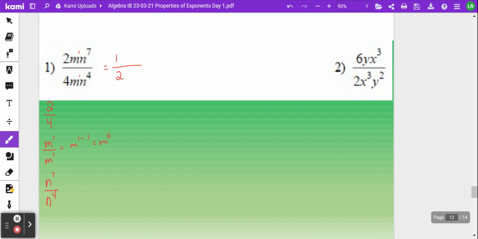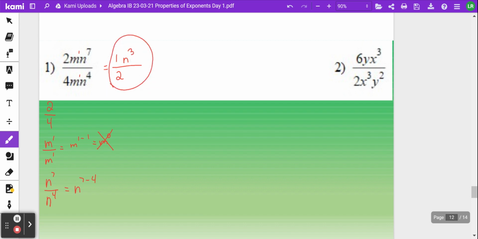Now, here's a little thing. Anything raised to the 0 power is 1. So essentially, this cancels out. You do not write an m in this problem. It's gone. Those two things cancel out. The n's, I would have 7 minus 4. And 7 minus 4 is 3. This would be considered correct.